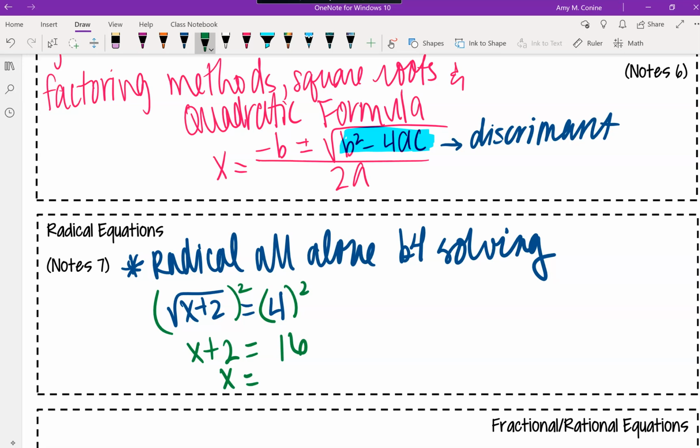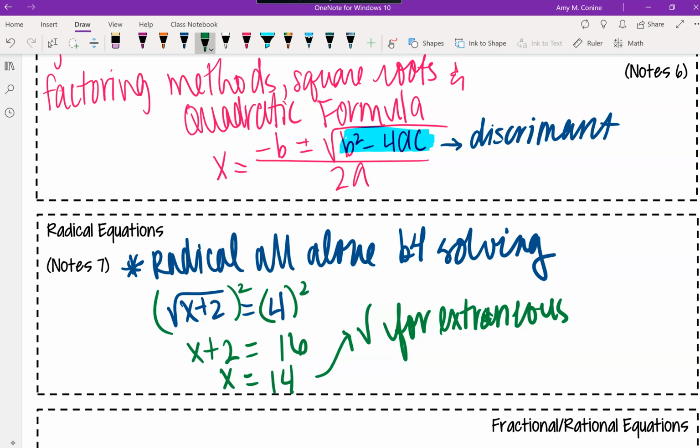a possible answer of x. You're going to check for extraneous solutions. We won't do that until later in the year. I just want to make sure that you know how to solve the actual equations first, and then when we get there, we'll talk about extraneous solutions.